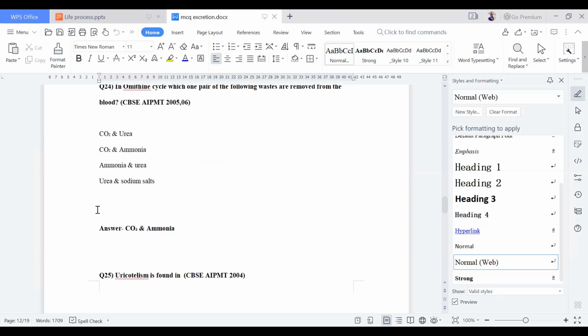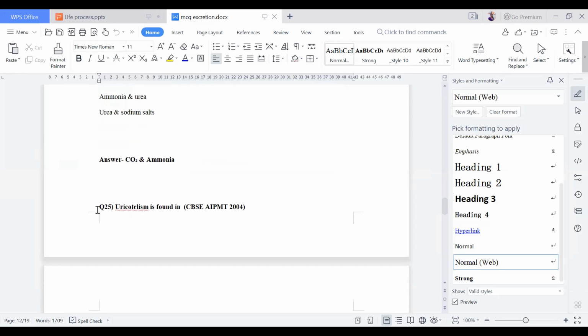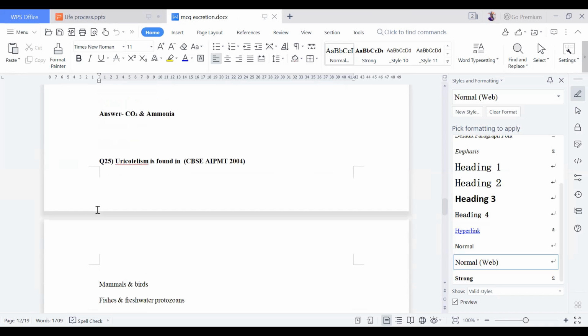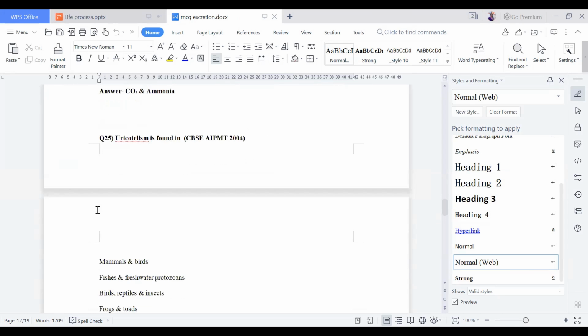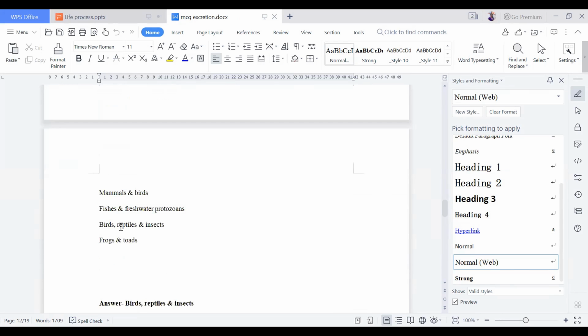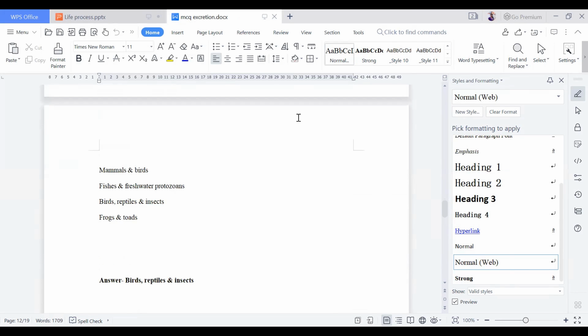Last question. Uricotelism is found in. Option A, mammals and birds. Option B, fishes and freshwater protozoa. Option C, birds, reptiles and insects. Option D, frogs and toads. Uricotelism. Ma'am, option C. Okay. Very good. Option C is the right answer.